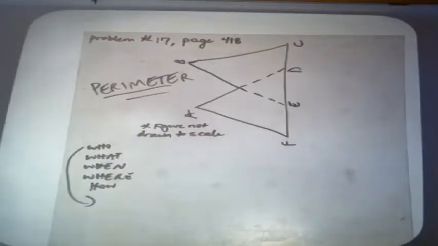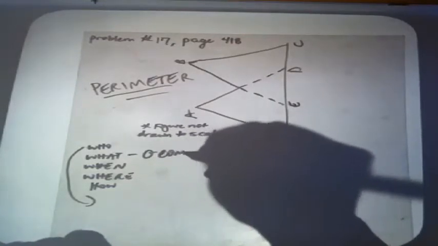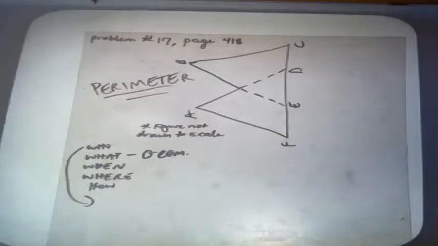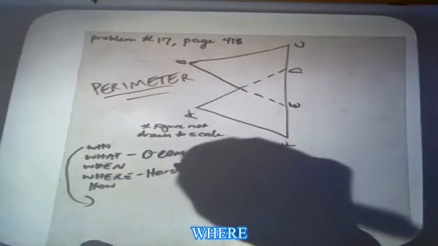Okay, so we'll ask our who, what, when, where, and how questions, starting with the what. What kind of question is this? Aha, it's geometry. We see a figure. We're solving for perimeter. This is a geometry problem. The when question, how much time do we have? Probably not very much, considering this is 17 out of 18 on this section. And then the where question tells us that this is going to be a hard question.